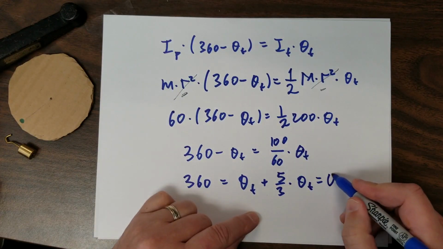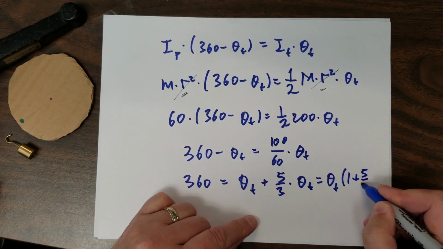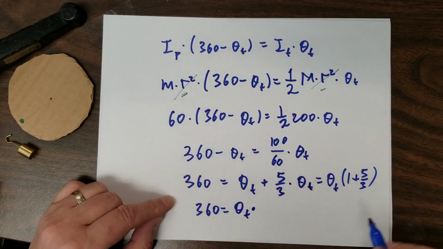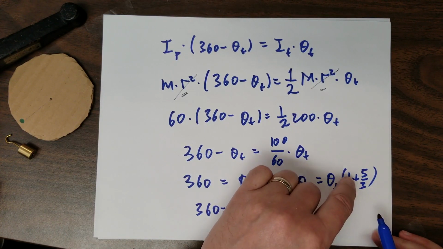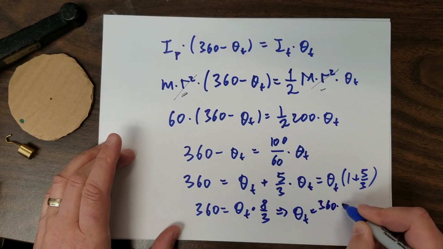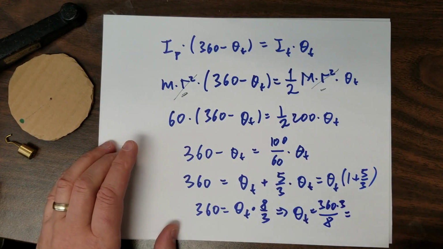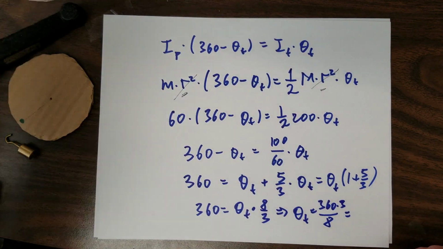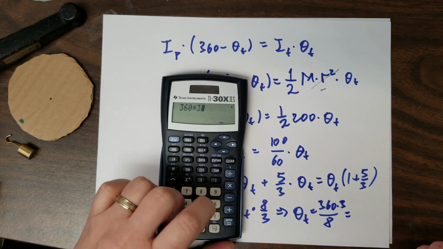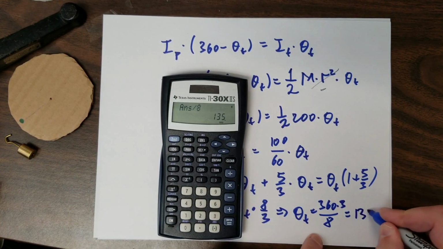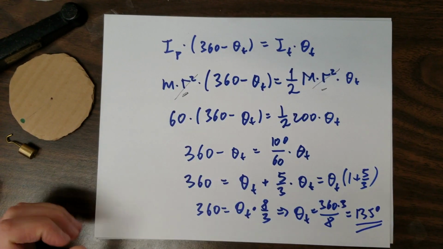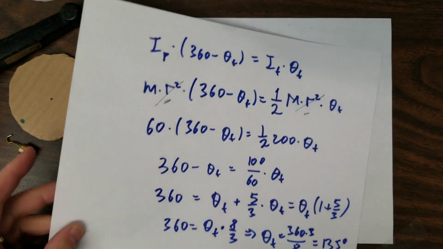Theta t is a common factor, so 1 plus 5/3. 360 equals our unknown times, well, 1 is 3 over 3, 3 plus 5, 8, 8/3. Hence the angle is 360 times 3 over 8. And I'm gonna leave it like that because I do. 360 times 3 divided by 8, 135 degrees. Done.